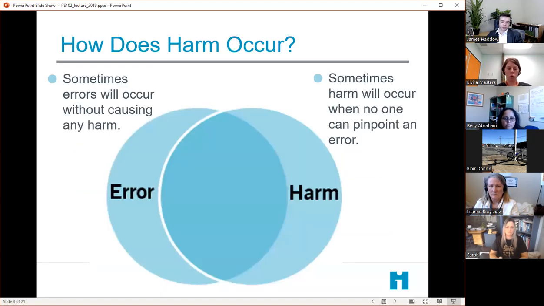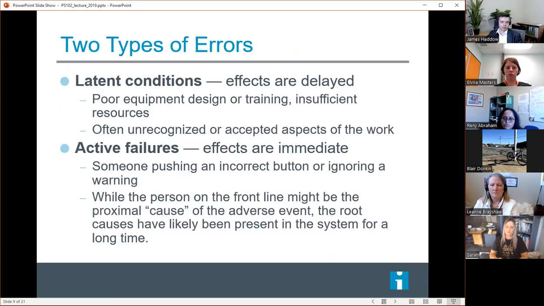So how does harm occur? Well, harm and error are actually two separate things, because you can have errors that cause no harm, near misses. You can have harm that results, but we cannot really identify any sort of error that occurred before that harm happened. And then there's that one in the middle where the error and the harm are related in some way, sometimes directly, most of the time indirectly.